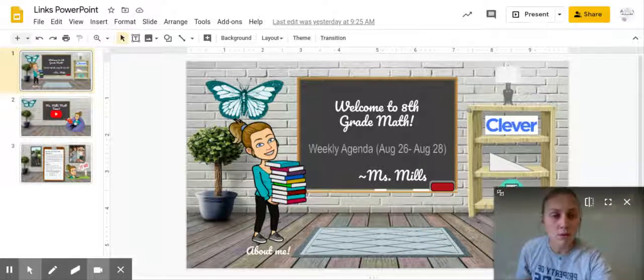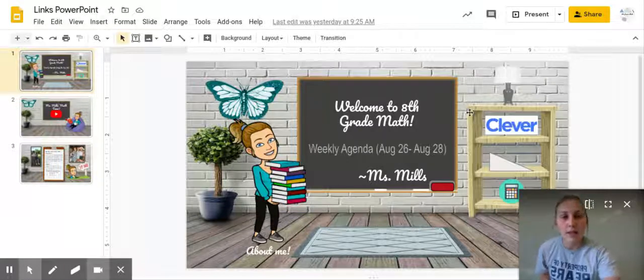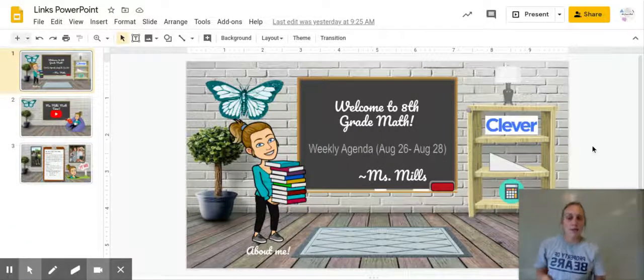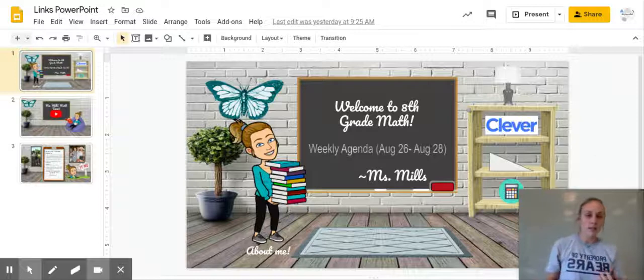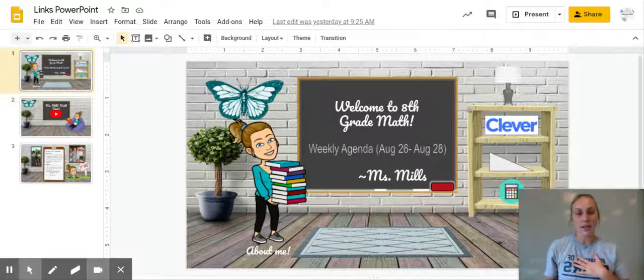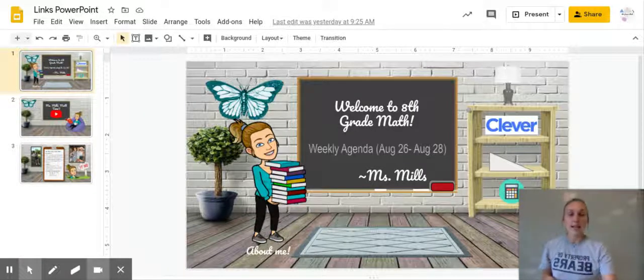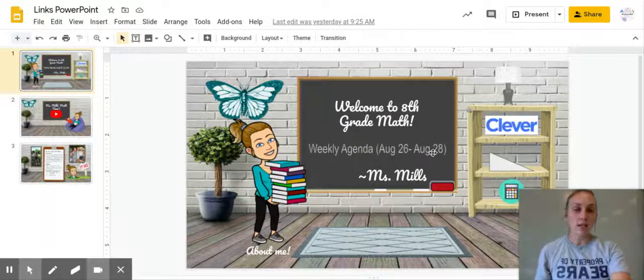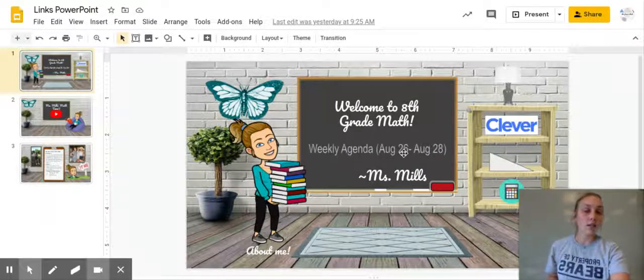So let me do something real quick. All right. So here's the PowerPoint. It looks a little bit different from what y'all see, since I actually own it, I can edit it, but y'all would see something along the lines of this as well. So the first link I want y'all to look at is this thing called the weekly agenda. It says August 26th to August 28th. So this will be the agenda for your first week of school.